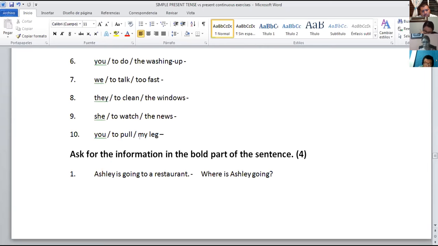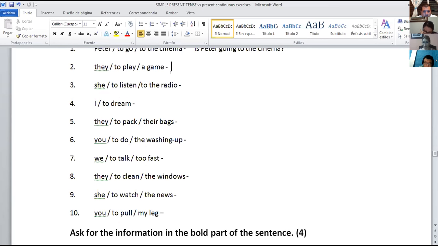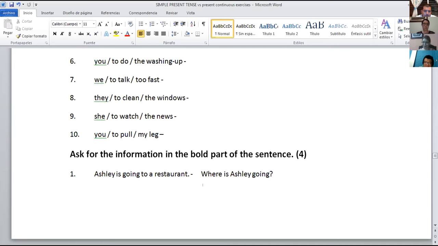Francisca. Are you pulling my leg? Pulling. Any questions about this vocabulary? Number 10, are you pulling my leg? Me está jalando la pierna. Are you pulling my leg? Ok, eso quiere decir, me está jalando la pata.